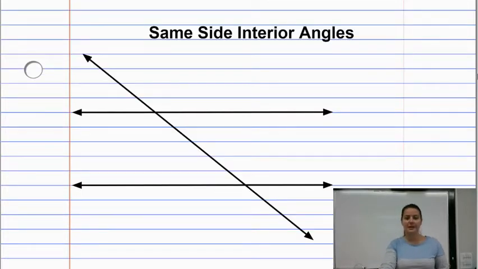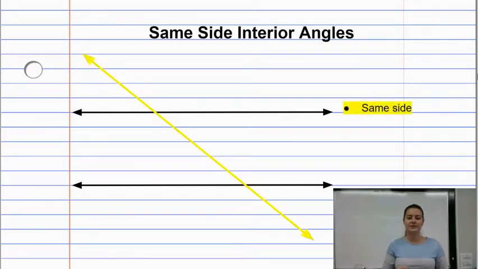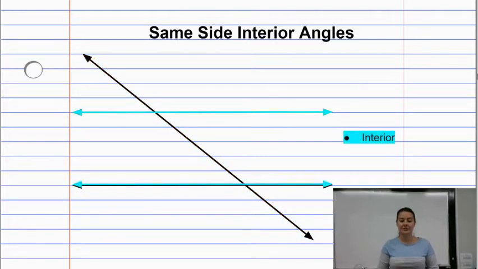So here we have same side interior angles. We have our two parallel lines and our transversal. When you see the word same side, I want you to look at your transversal. That means they are on the same side of your transversal. That's the only thing you worry about right there. When we say interior, it means they're in between our parallel lines. Remember, we talked about a sandwich yesterday. Interior means inside of those parallel lines, okay?